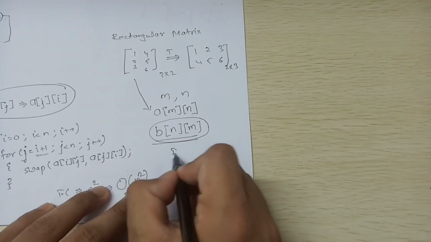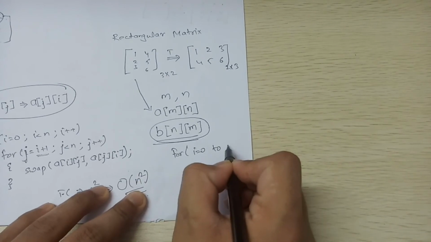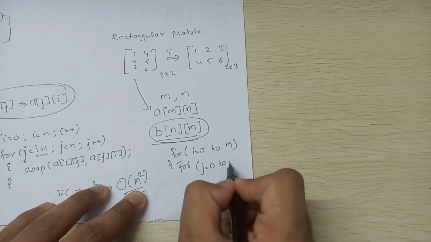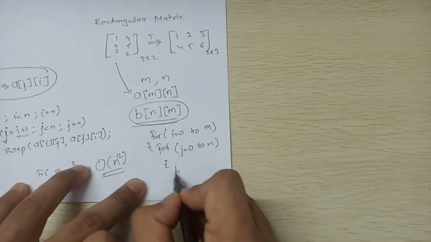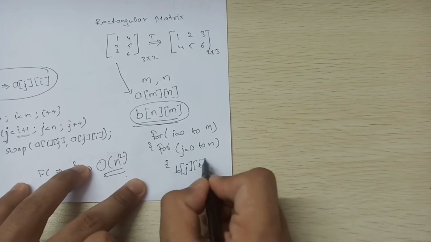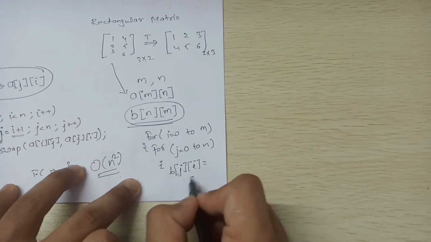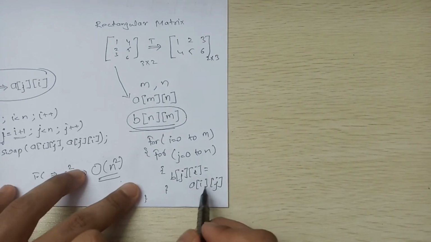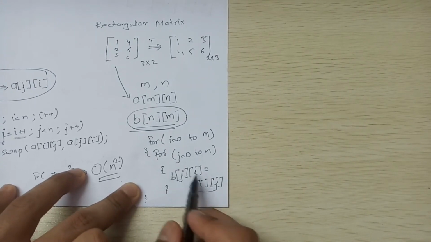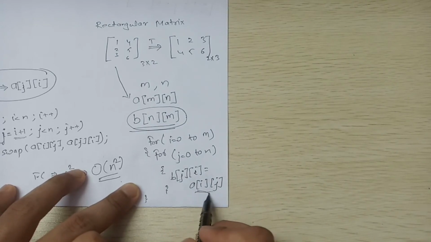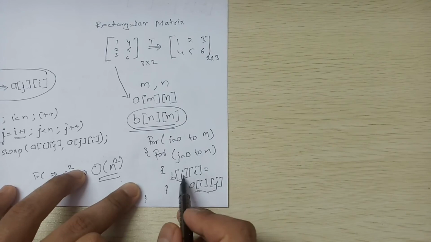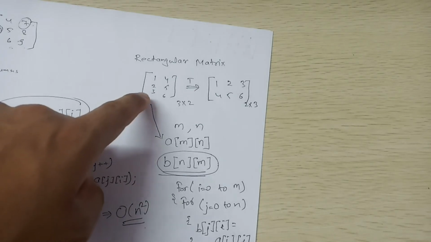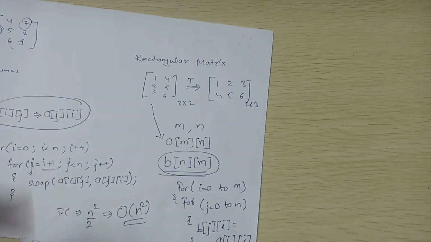Now for this, what you can do is run the loop from 0 to m, and then you do the nesting of loops. This time j will run from 0 to n, and this time you have to insert b[j][i] = a[i][j]. In this, you take the element a[i][j] and you copy its value into b[j][i]. So you have to take an extra array. Once you do that, this original matrix converts into this resultant matrix, and this is the solution for the rectangular matrix.